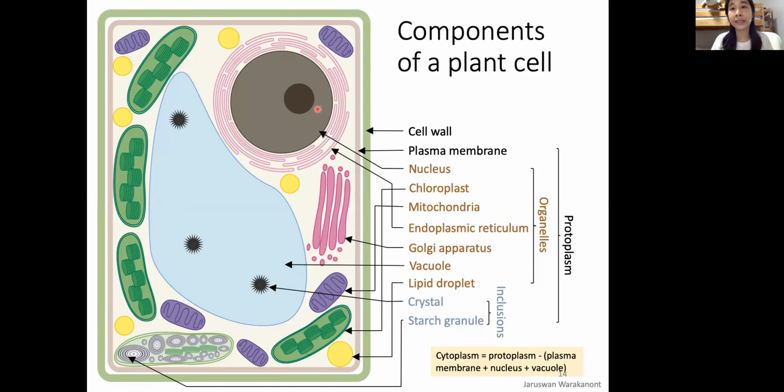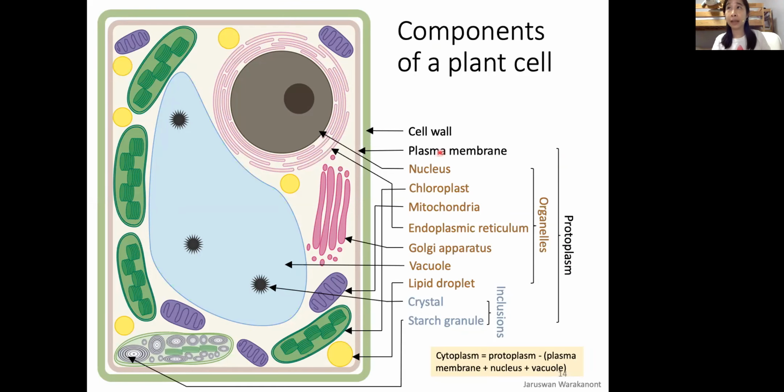Hi guys, let's continue with our component of the plant cells. As I mentioned earlier, we have the cell wall as the outermost layer and everything inside is protoplasm. Later you will learn that the word protoplast is just a unit of protoplasm. We can count 1, 2, 3, 4 for protoplast, but protoplasm is more like a description of everything inside the cell wall. And what is inside the cell wall?